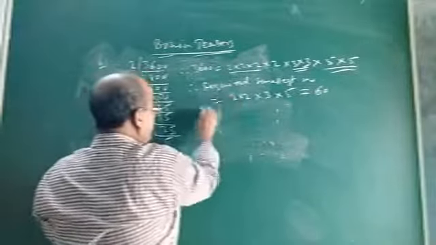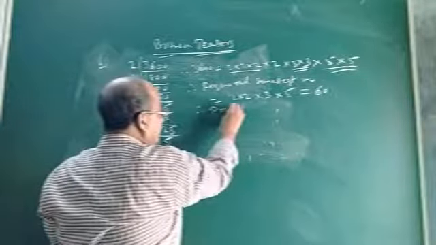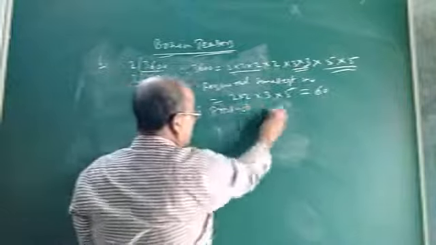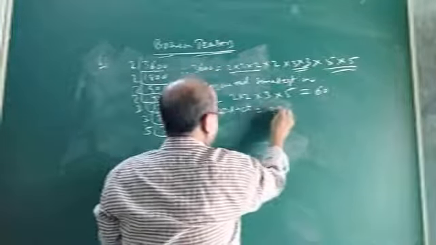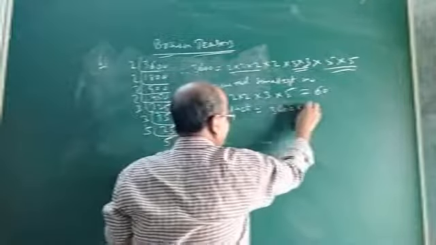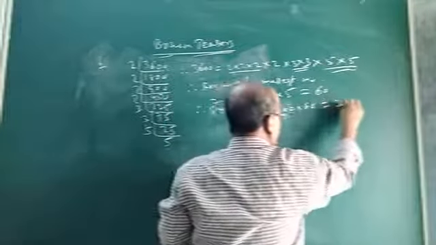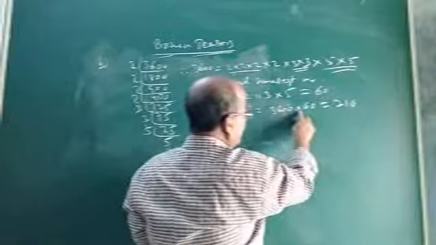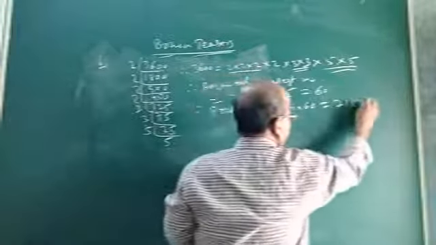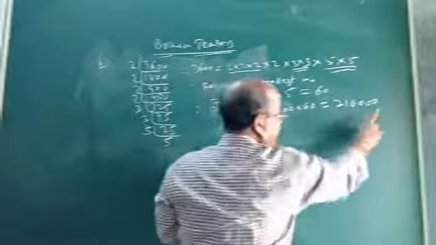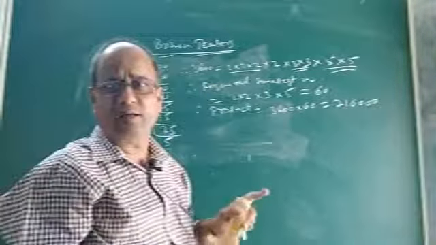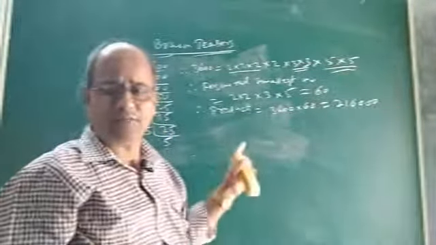Okay. Therefore, now find out what the product is. The product will be how much? It will be 3600 multiplied by 60, which is 216 and 3 zeros. That is 216,000. This will be the required product, which is a perfect cube.